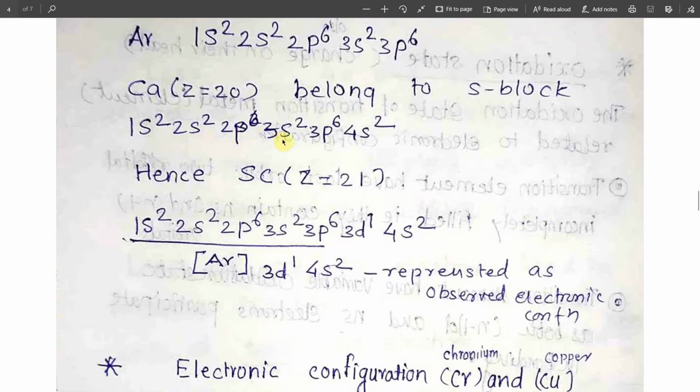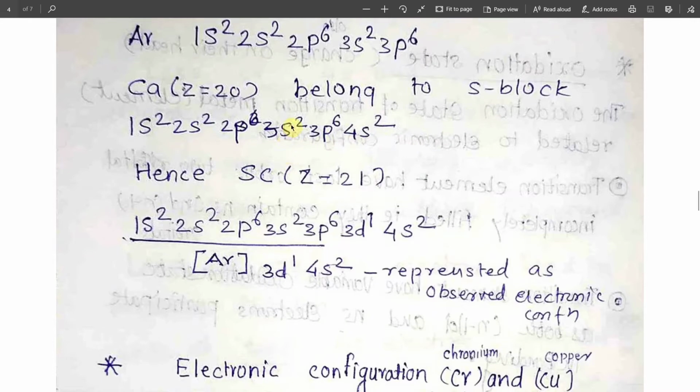An example of an S block element is the alkaline earth element calcium, atomic number 20. Its electronic configuration is 1s2, 2s2, 2p6, 3s2, 3p6, 4s2. The last orbit contains the 4s electrons, with maximum capacity 2, so they acquire s electrons in the outermost orbit and belong to the S block.